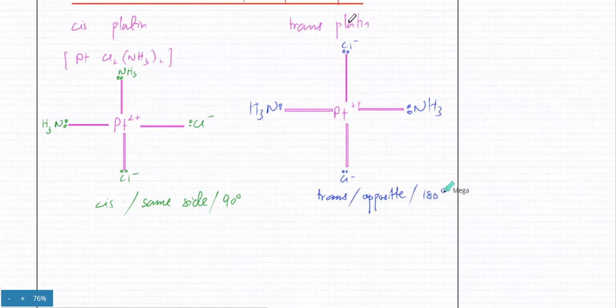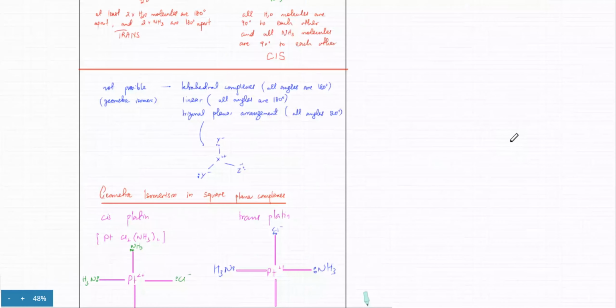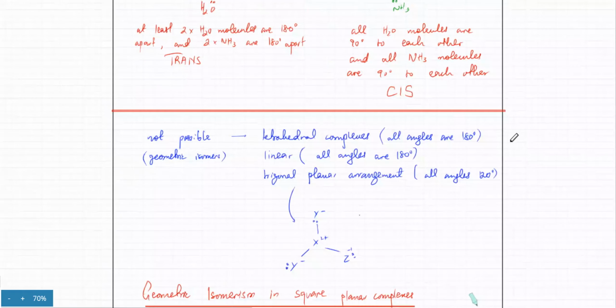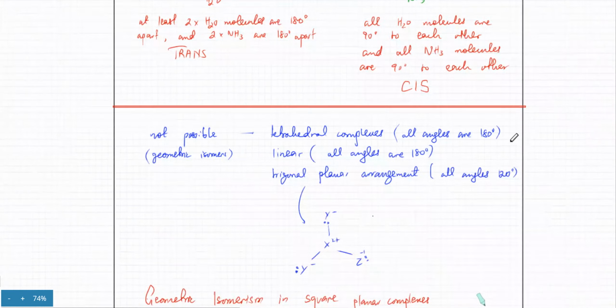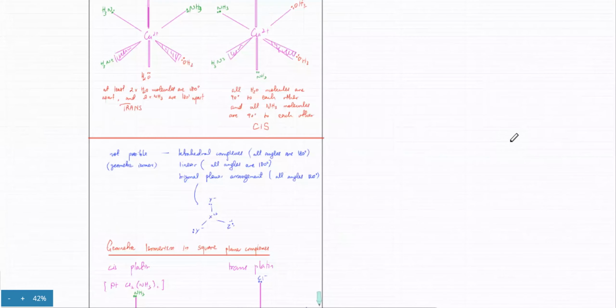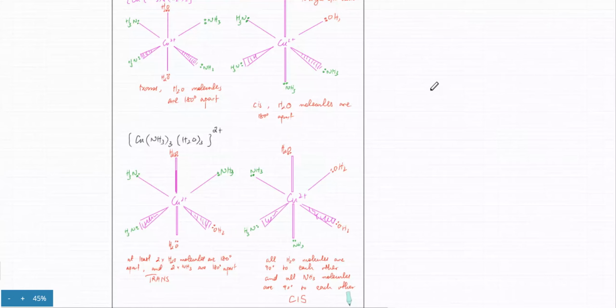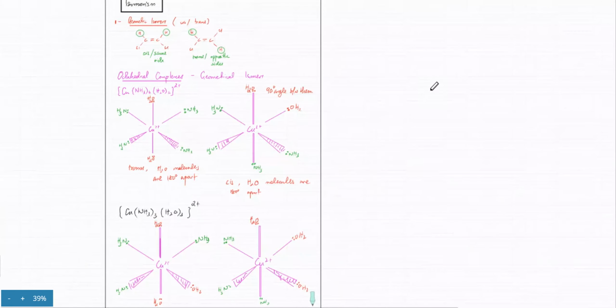So they're very similar. They have exactly the same formula, except for the fact that over here the NH3s are pointing in the same direction, or they're roughly 90 degrees apart. Over here the NH3s are 180 degrees apart. This is just to give you an idea of cis and trans isomerism in complexes. You're probably going to just meet them in square planar arrangements or in octahedral arrangements. But this is just one example. There could be many examples, and you should be able to figure out whether arrangements are possible or not possible.